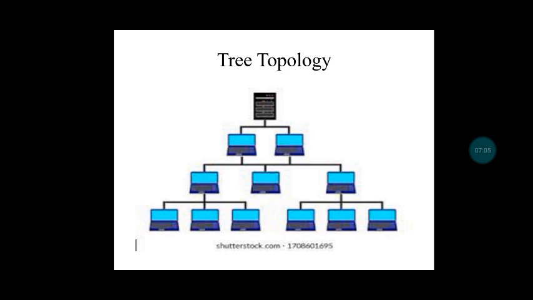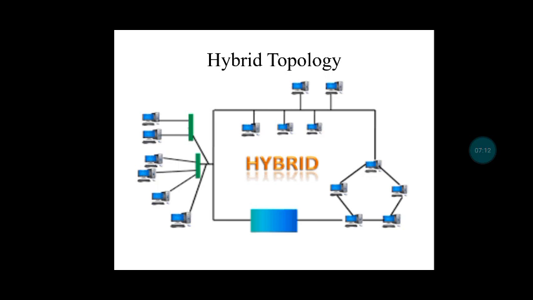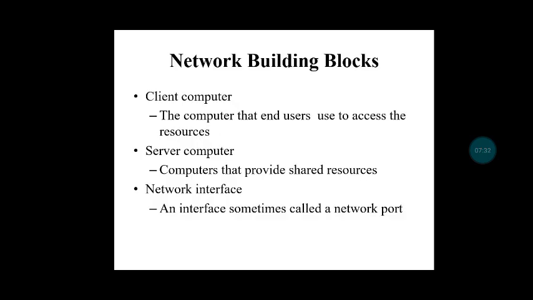In case the root node fails, it cannot execute further transactions. So hybrid topology is nothing but two or more topologies interconnected within one network. Here we are using bus topology, ring topology, and star topology. These three topologies are interconnected through a particular node. This is called a hybrid topology.